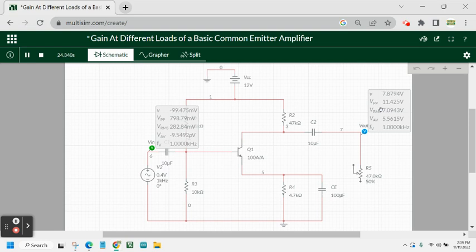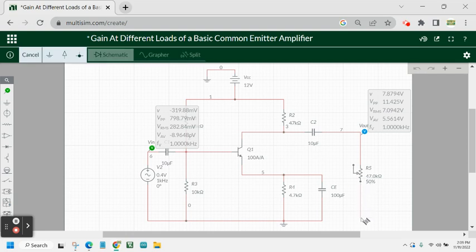So this is a much greater increase compared with the one where we did not use the capacitor across R4. So the capacitor CE in effect helps in increasing the output voltage of the amplifier. Now let's try to change the load resistance.